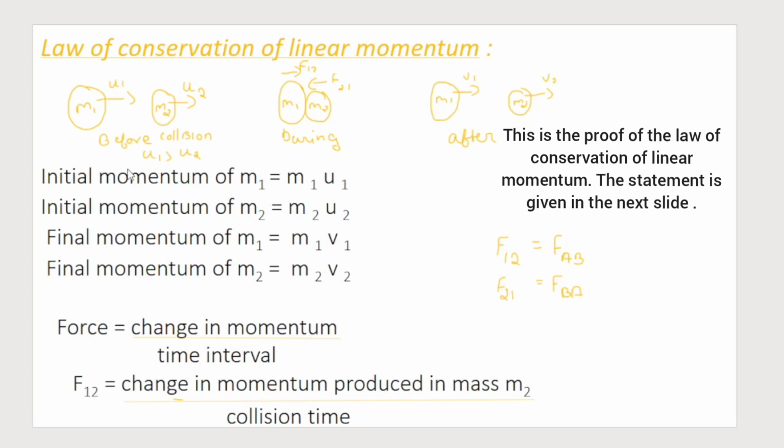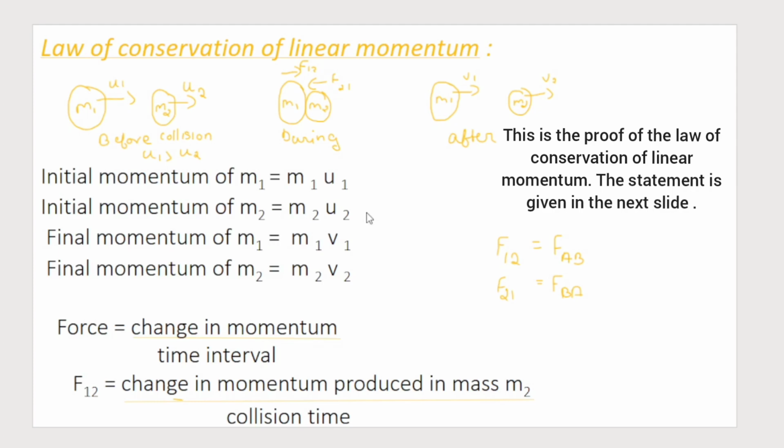The next topic is the law of conservation of linear momentum. This is before collision, where u1 is greater than u2, with masses m1 and m2 and velocities u1 and u2. This is during collision with masses m1 and m2 with forces F12 and F21. And this is after collision with masses m1 and m2 with velocities v1 and v2. Also remember that F12 is equal to FAB and F21 is equal to FBA.